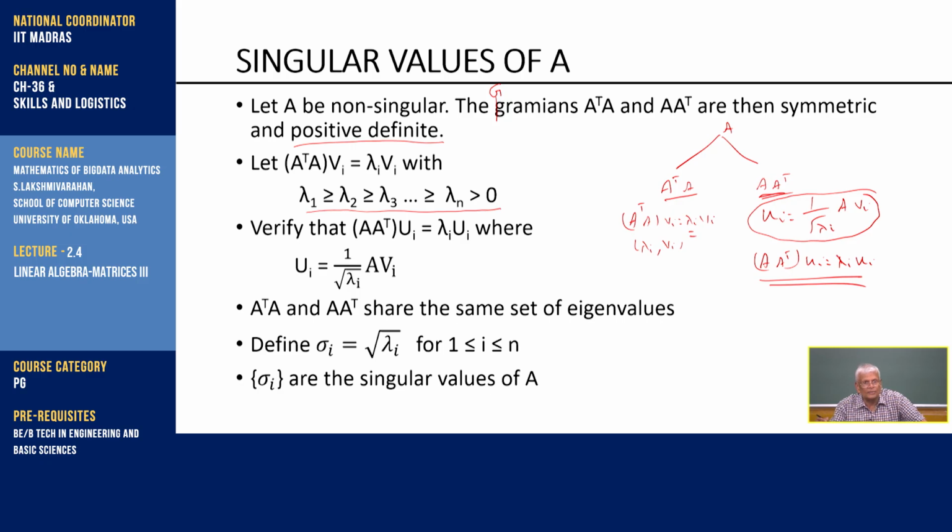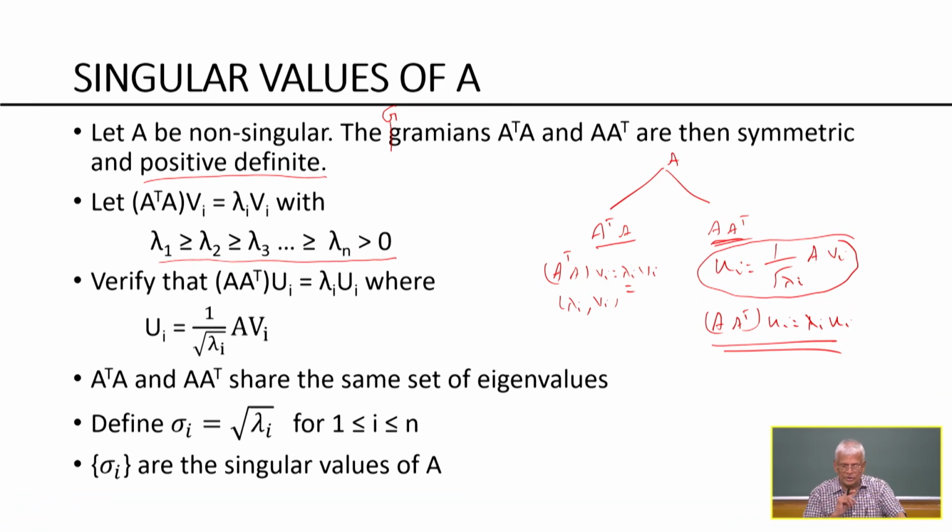Vi is an eigenvector of the previous matrix. Multiplying by A is a transformation. And multiplying it by 1 over square root of lambda i is simply a scaling. By transformation and scaling, I can relate the two eigenvectors. So that is the transformation given in here. So they share the same eigenvalue, A transpose A and A A transpose.